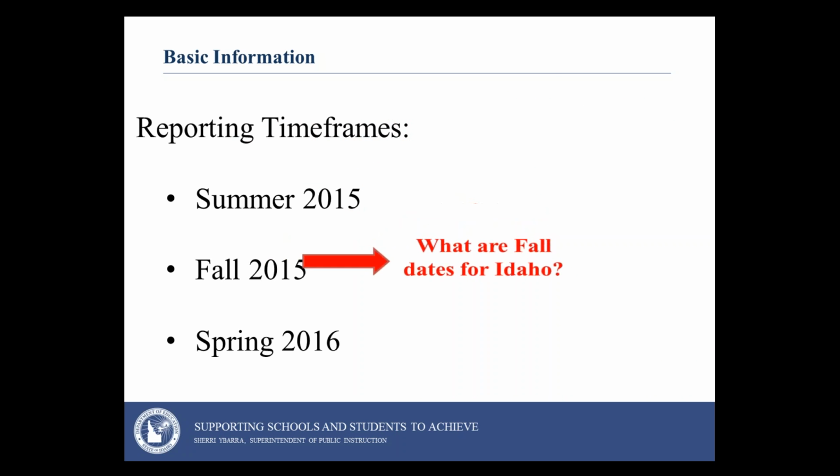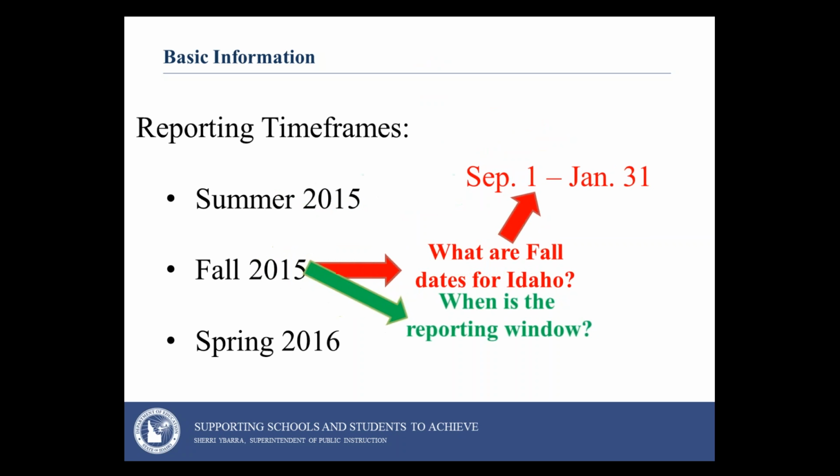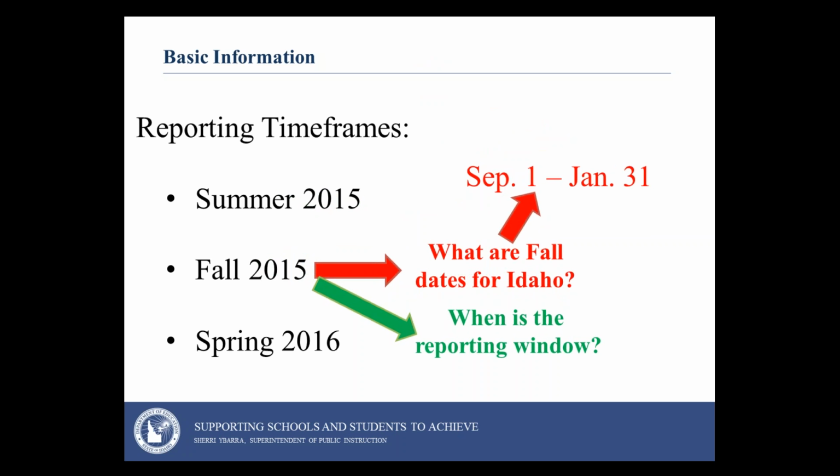Now, let's move on to fall. What are fall dates for Idaho? Well, September 1st to January 31st is the time frames of the fall term. And when is the reporting window open? It is open June 16th to July 31st. So that'll be over summer vacation. The window will be open to report our fall data.